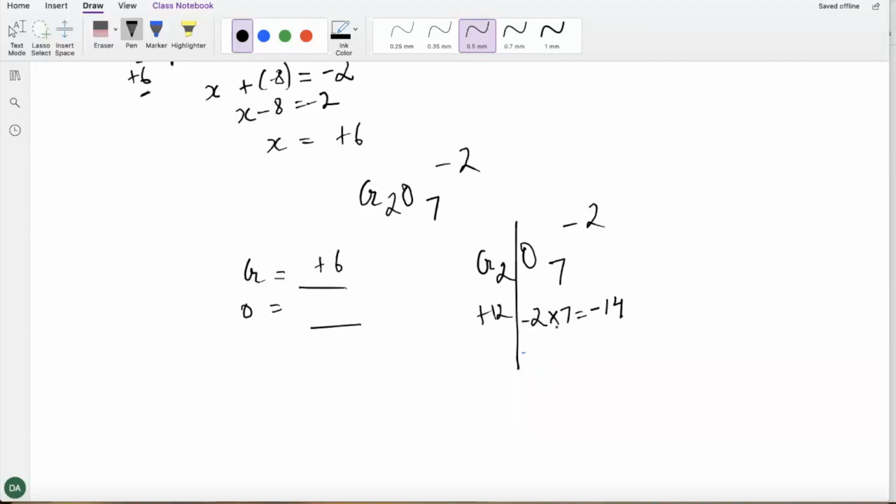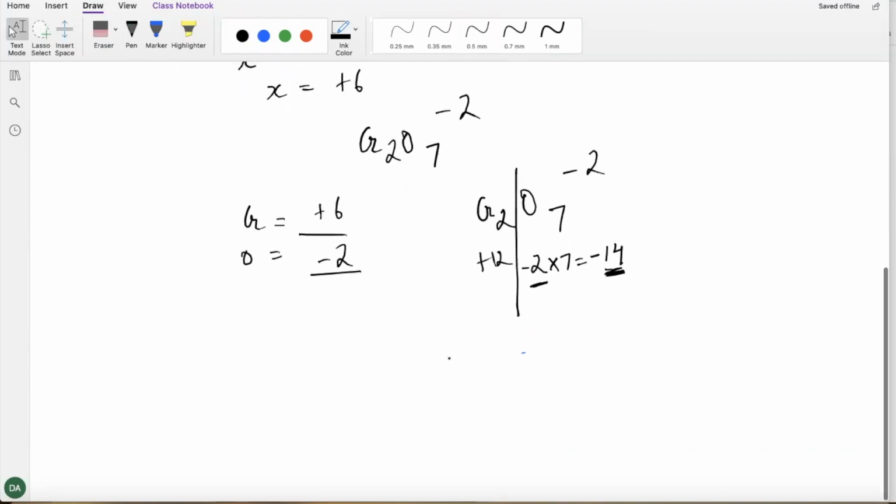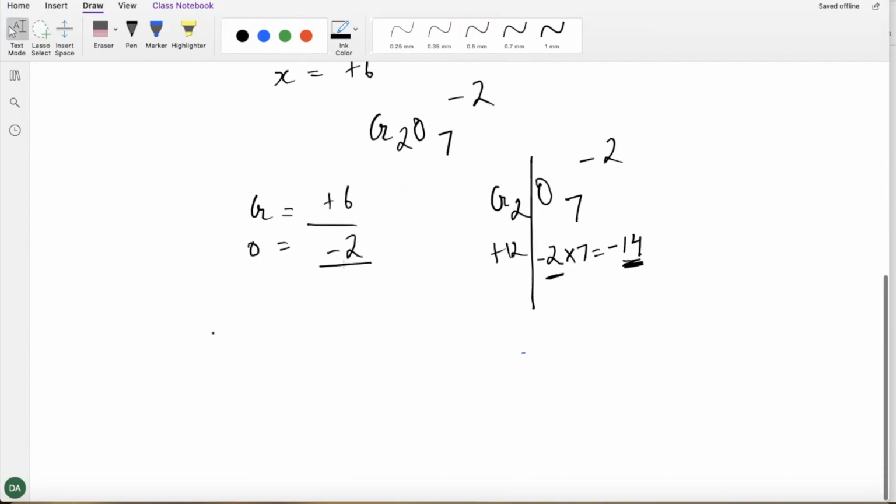And oxygen, what is going to be the answer? It would be -2. Yes, so it should be again per atom. So it's -2. All right, guys, questions on this? Okay. Now, guys, one more example here.